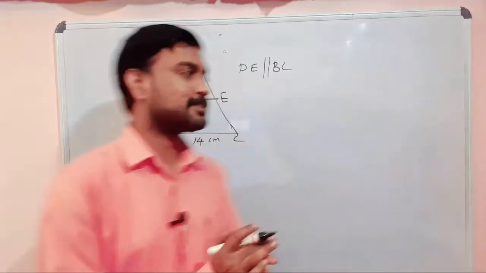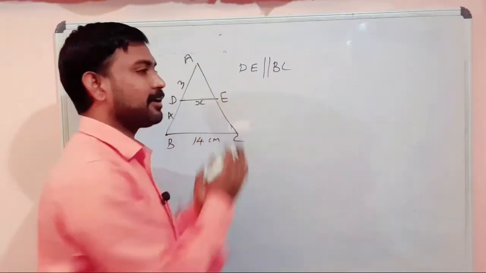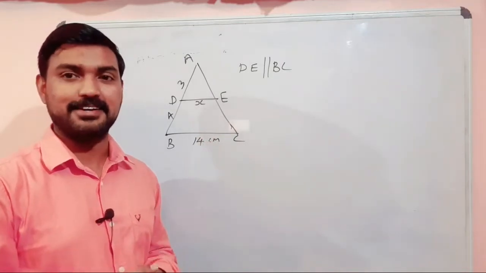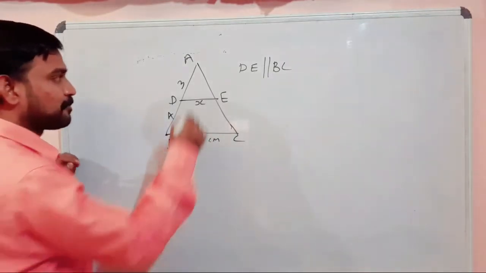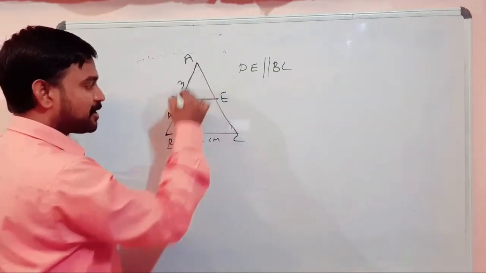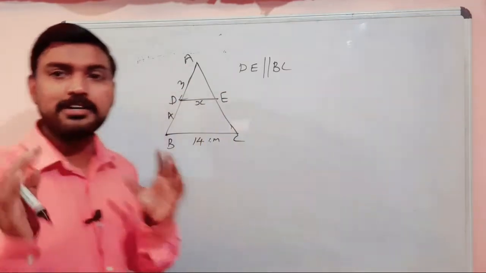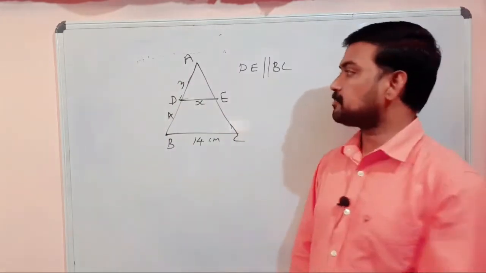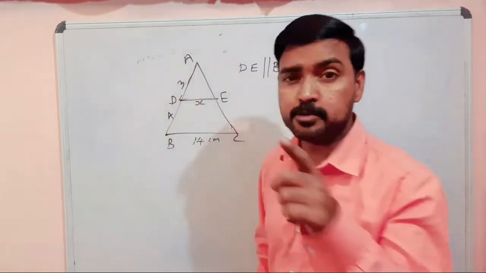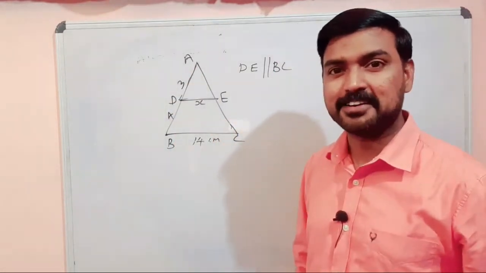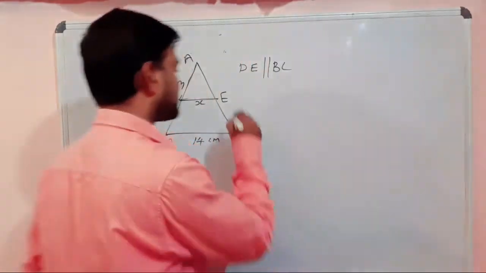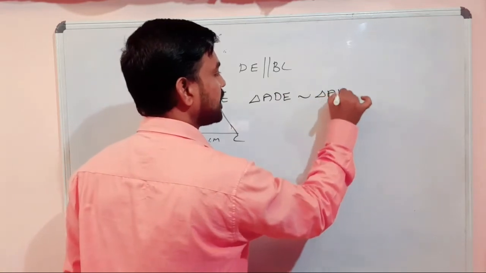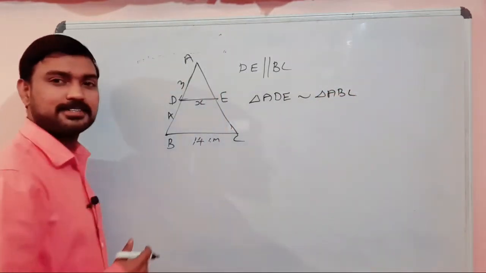So my dear students, whenever we see DE parallel to BC, we can recall the chapter related to similar triangles. Here two triangles are there. ADE is one of the triangles, a small triangle. Can you see that? And the big triangle is ABC. Can you say that these two triangles are similar? Yes, we can say that triangle ADE is similar to triangle ABC. Why are these two triangles similar?